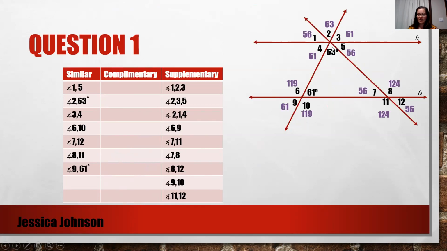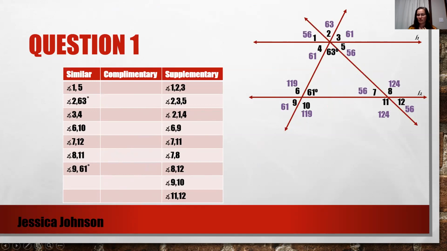Angle 3 is vertical to angle 4. Angle 6 is vertical to angle 10. Angle 7 is vertical to angle 12. Angle 8 is vertical to angle 11. Angle 9 is vertical to 61 degrees. They're across from each other, and you clearly see the X and the common vertex.